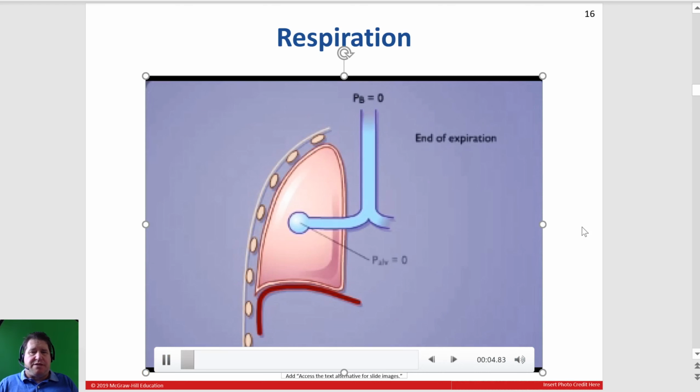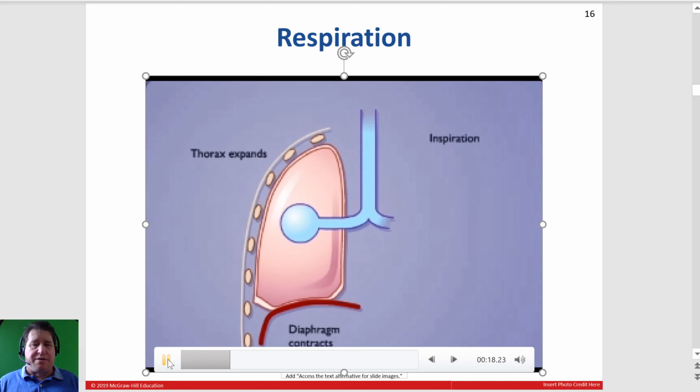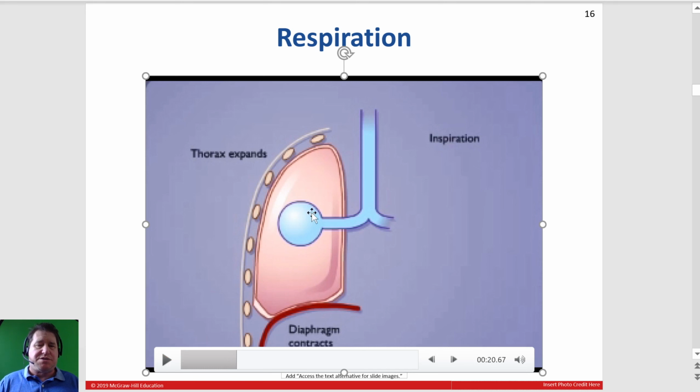So when expiration ends, barometric pressure, in other words the pressure of the air outside the lungs, and the pressure inside the alveoli are equal. So no air moves in or out of the lungs. When we inspire, the thoracic volume increases. This pulls out and stretches the alveoli, all the alveoli. It's just showing you one, but remember there are millions of them in each lung.